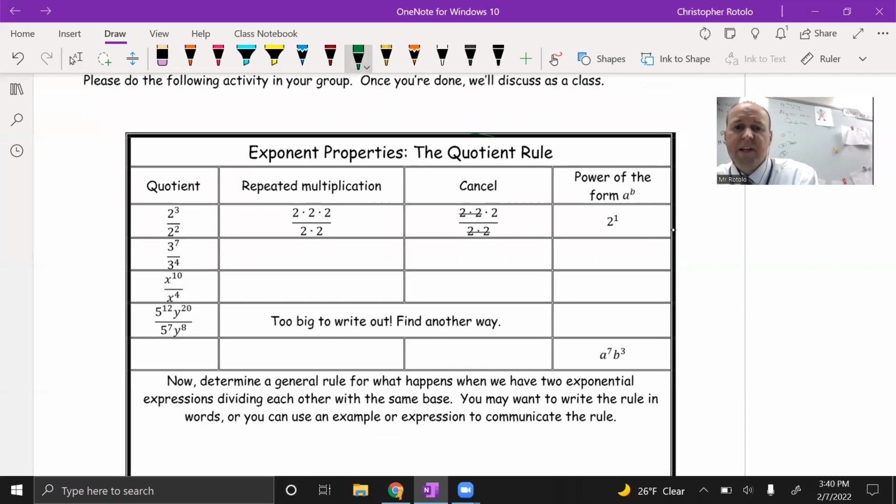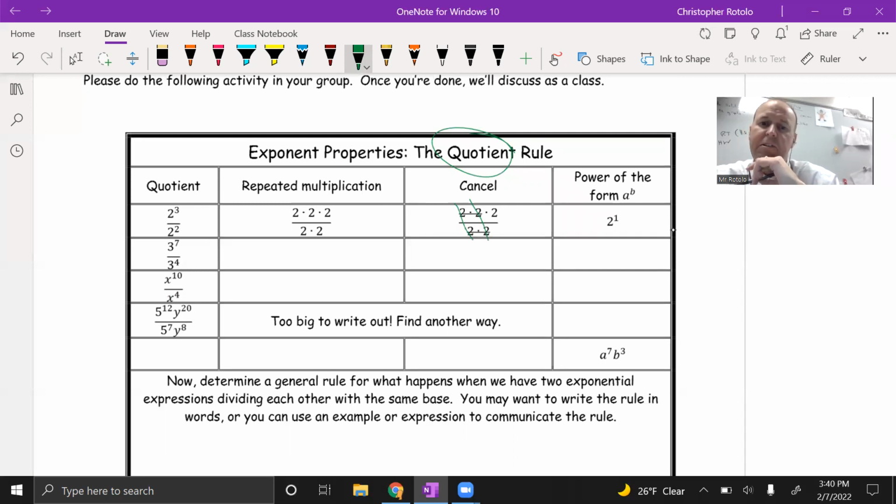Quotient, remember, has to do with having to divide something. So let's take a look at the first one here. We got 2 to the third over 2 squared. So I have 3 of them on top, 2 of them on the bottom, but notice what happens is I'm able to divide those out. So I have just 1 left, and that one is on the top.